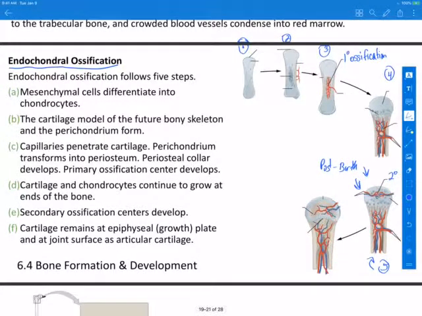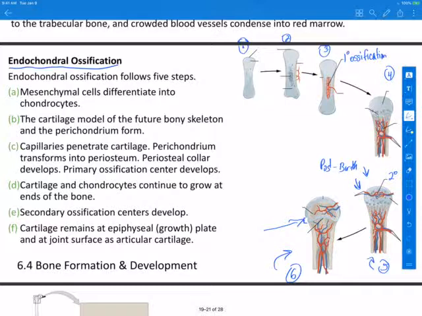And the very last step, step 6, here we can see that the hyaline cartilage remains at the epiphyseal end, and this is called the growth plate or the epiphyseal plate. So we have a little section of hyaline cartilage that separates the end of the bone from the shaft, or the epiphysis from the diaphysis. And that continues into early adulthood depending on the bone. And you'll find the growth plate or the epiphyseal plate at the joint surfaces.